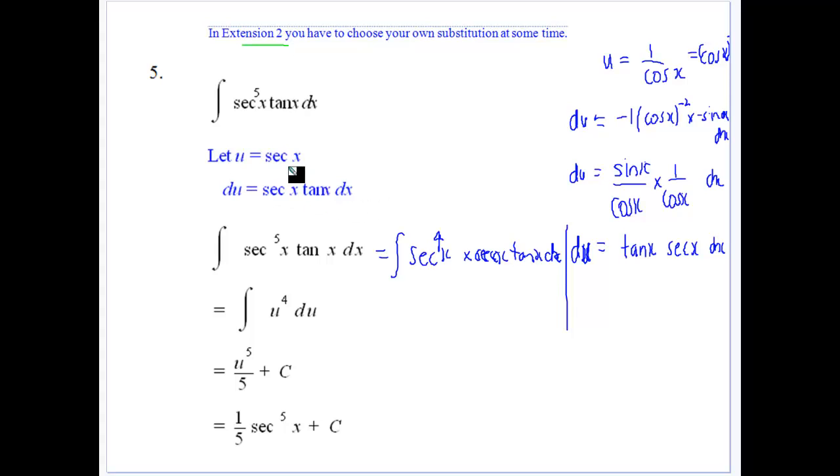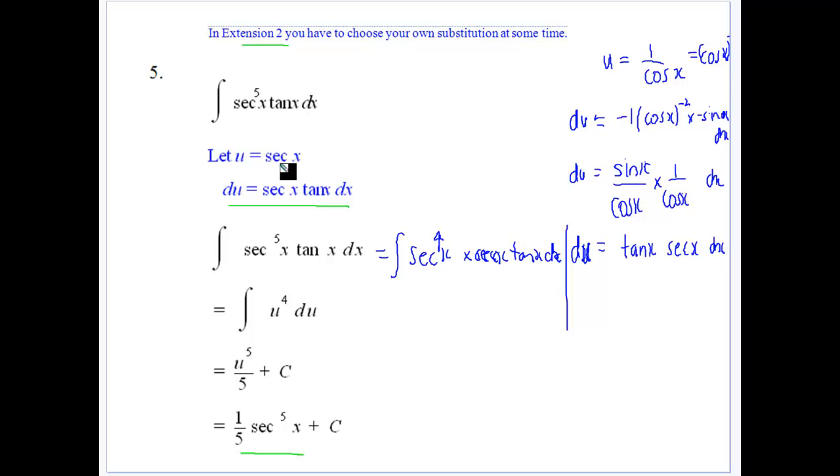If we let u be equal to secant of x, then we know the derivative of that is sec x tan x. So secant of x to the power of 5 times tan x could be written this way. We decompose it to get secant x to the power of 4 times sec x tan x, which could be written as u to the power of 4 du, or that's u to the power of 5 on 5, which gives us 1 on 5 secant x to the power of 5.